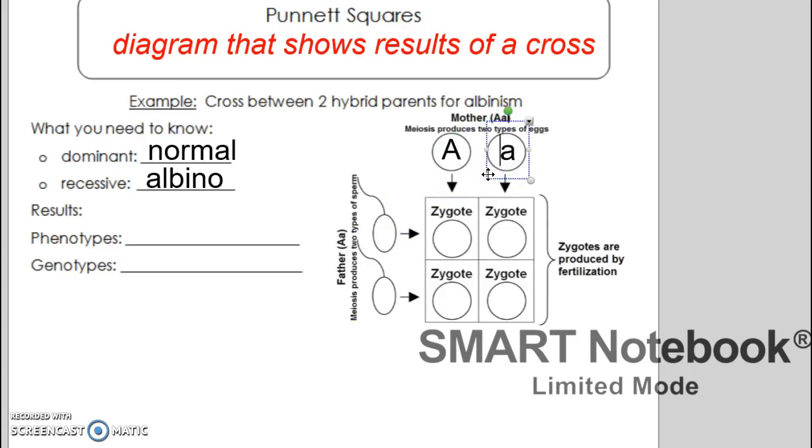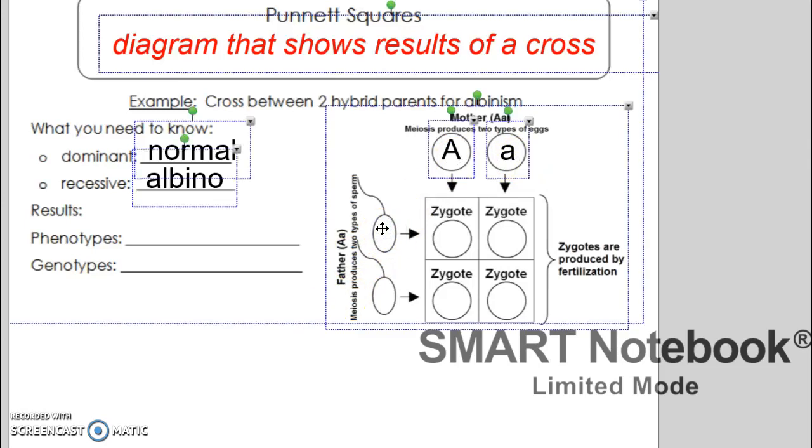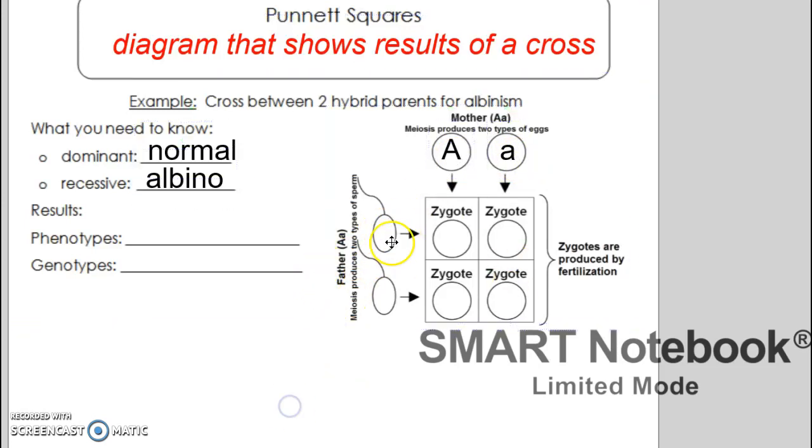Dad has the exact same genotype, all right? So dad's going to give us a big A, and dad has a possibility of giving us a little a too. So he's going to make some sperm that have the big A and some sperm that have the little a. All right.